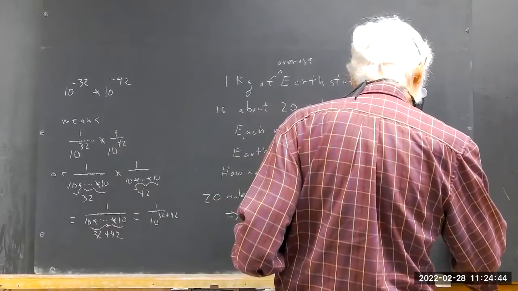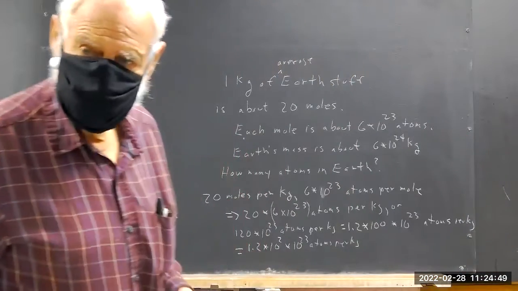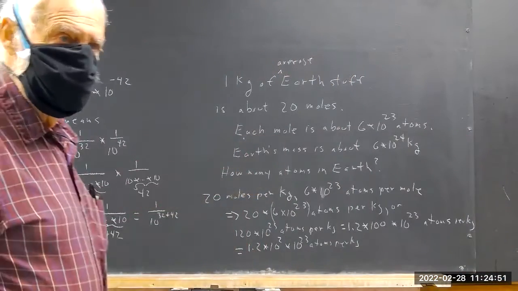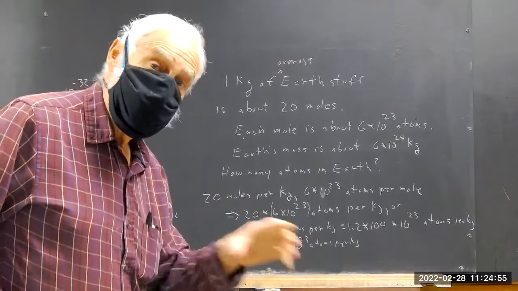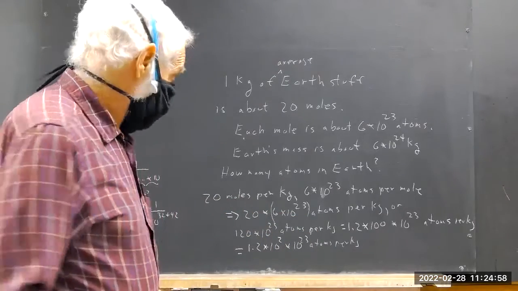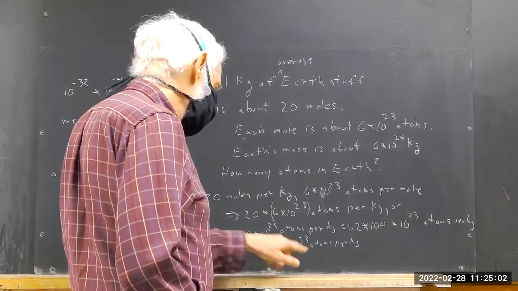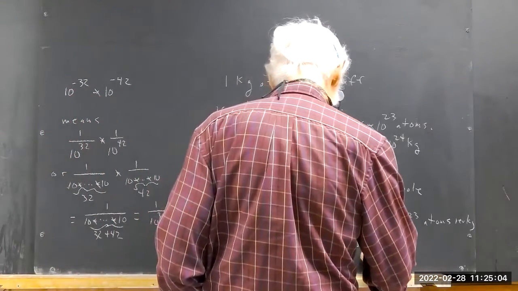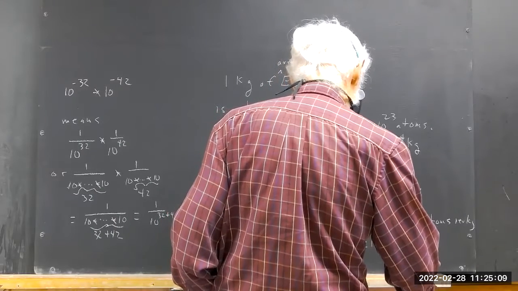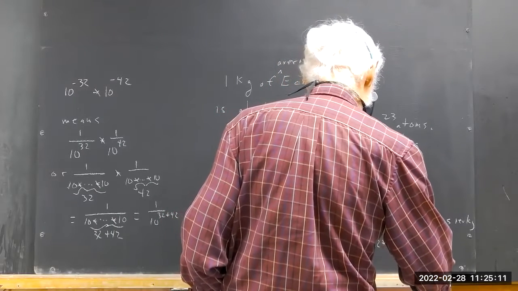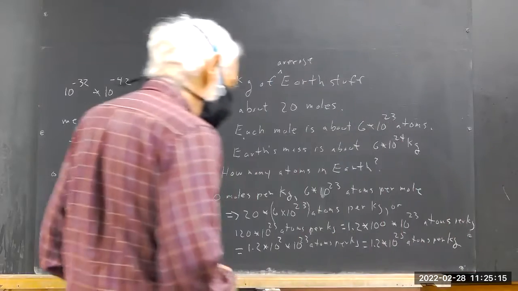I'm writing that really sloppy. It's so small you can't even read it over there. But it's atoms per kilogram, so I'm going to keep that to remind myself of what I'm calculating, right? So 10 to the second times 10 to the 23rd is 1.2 times 10 to the 25th atoms per kilogram, right?